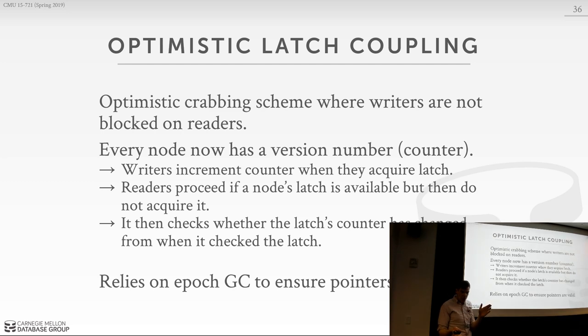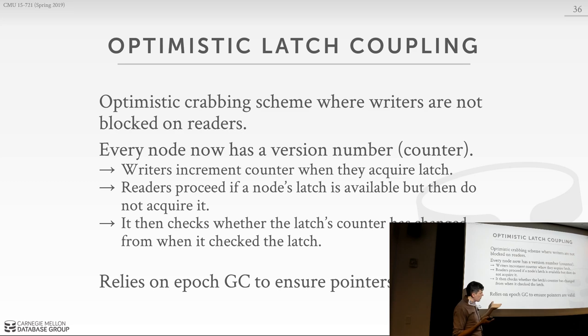Before they can finish doing whatever they want to do in the next node, they go back and look to see whether the version counter of the node it just came from is the same as what it read before. If it is, then it knows that no other thread has come along and modified that node in between the time it checked it and then read it and moved on. Right, so you're optimistically assuming that no one's going to modify the node, so you don't acquire any latches, but you still do that sort of coupling as you go down to check behind you to make sure things are okay.